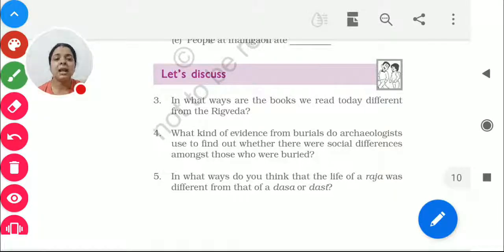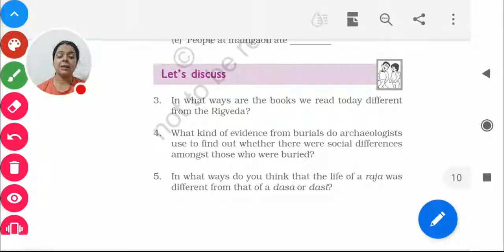Question number 3 is, in what ways are the books we read today different from the Rig Veda? The first day when we started this class, we discussed it. The question is, in what ways are the books we read today different from the Rig Veda? Let me tell you, the Rig Veda was first recited and later written. Somebody started teaching it to his son and to his pupils, his students. Later on, when writing was introduced, people wrote it down.